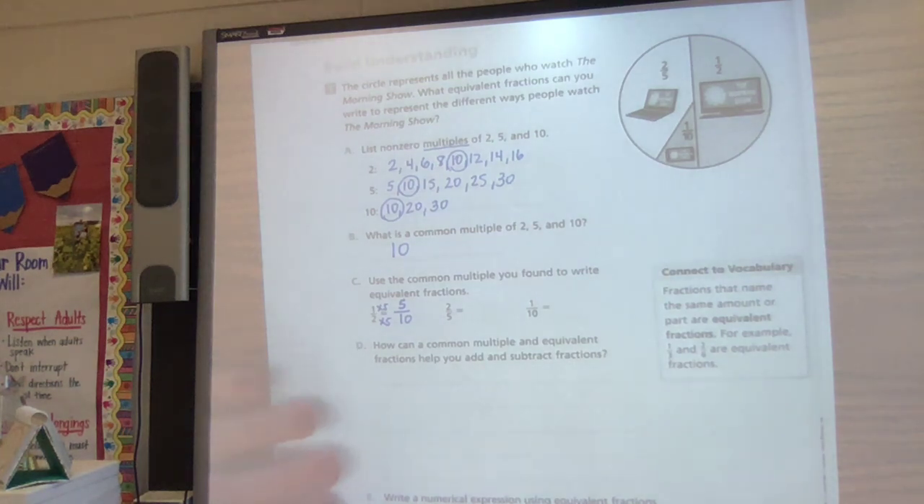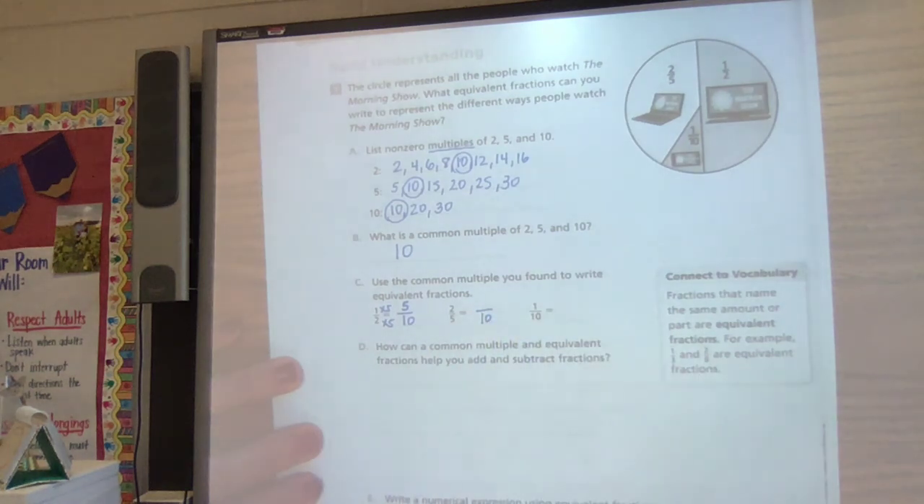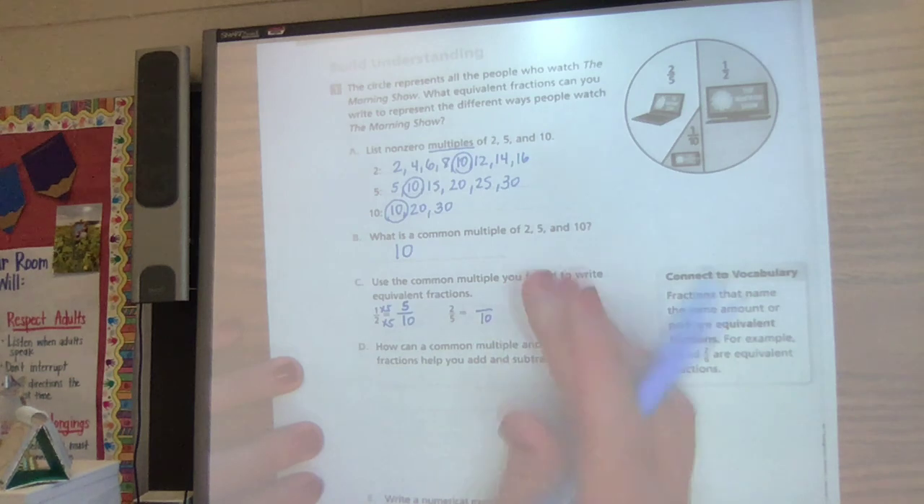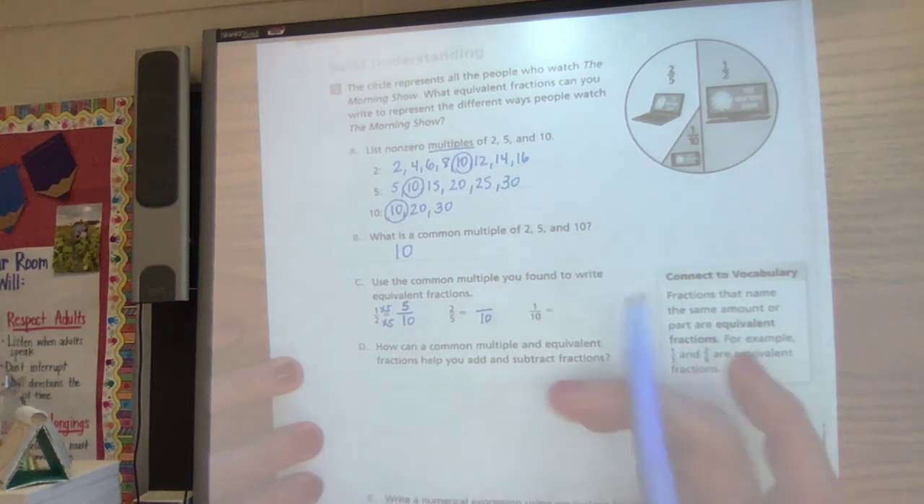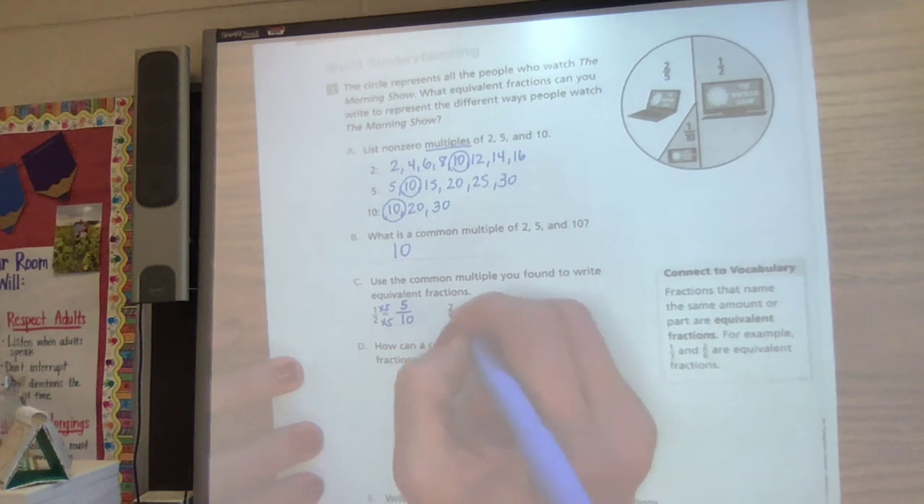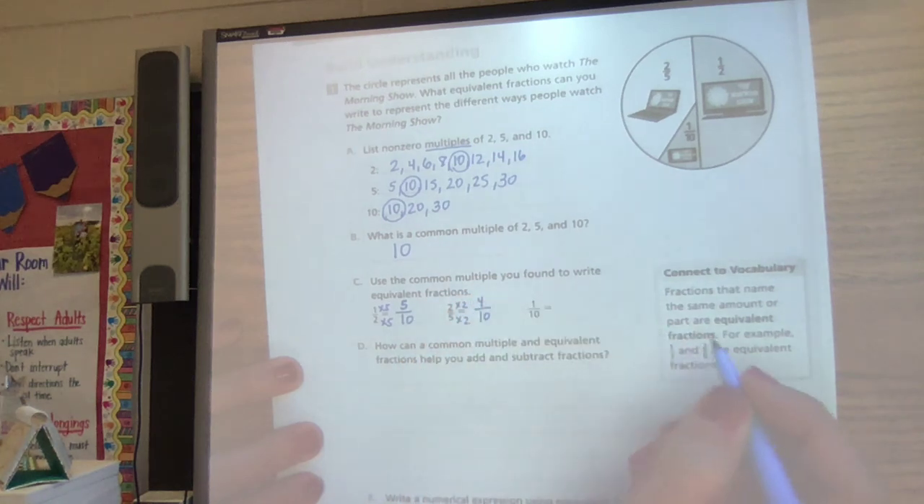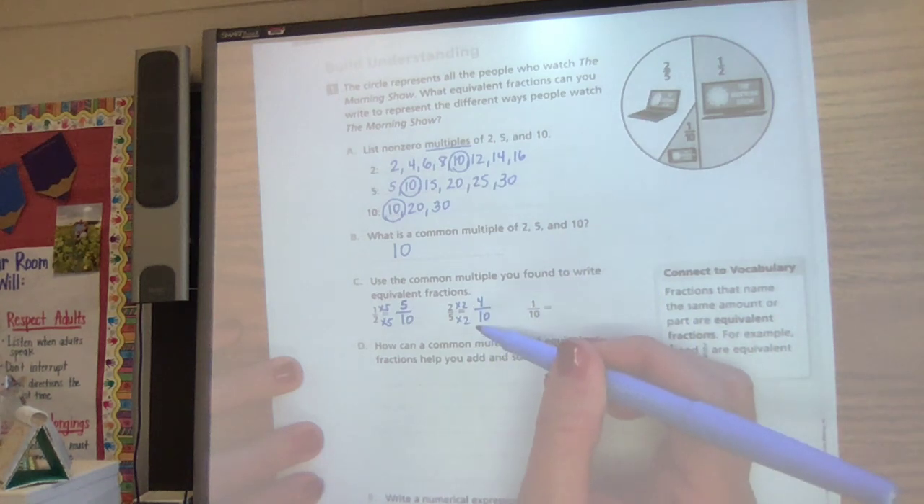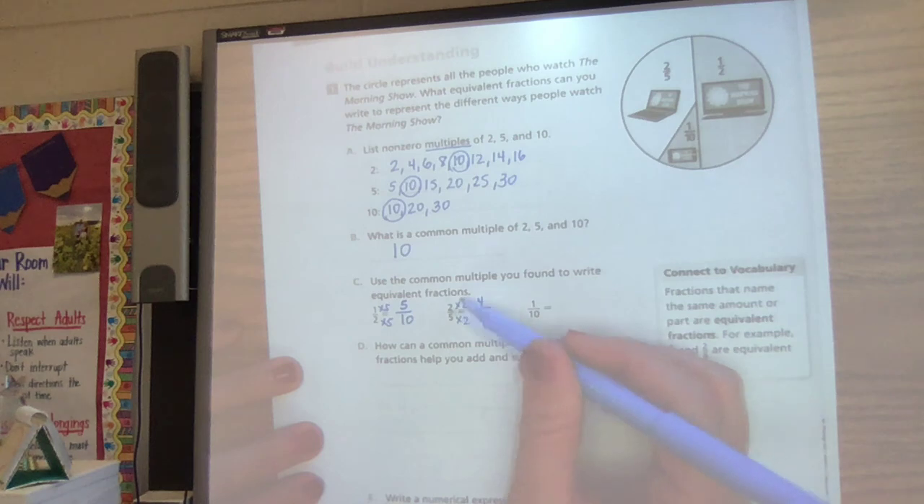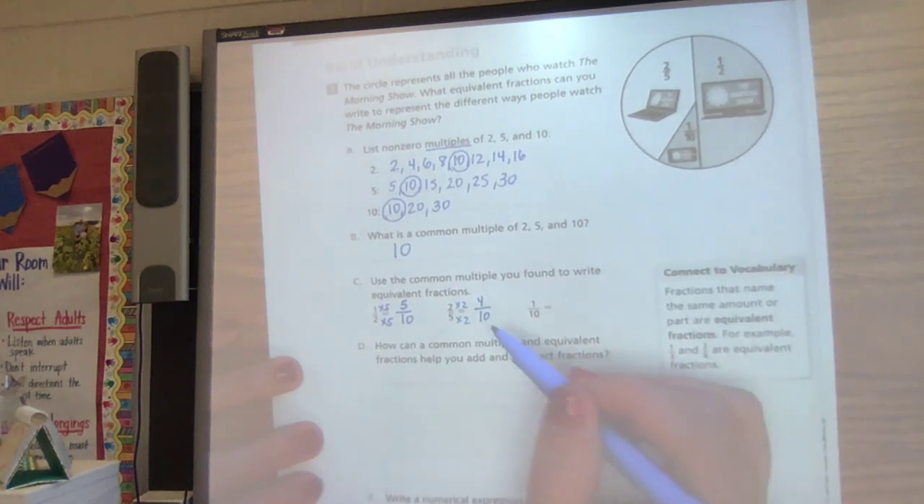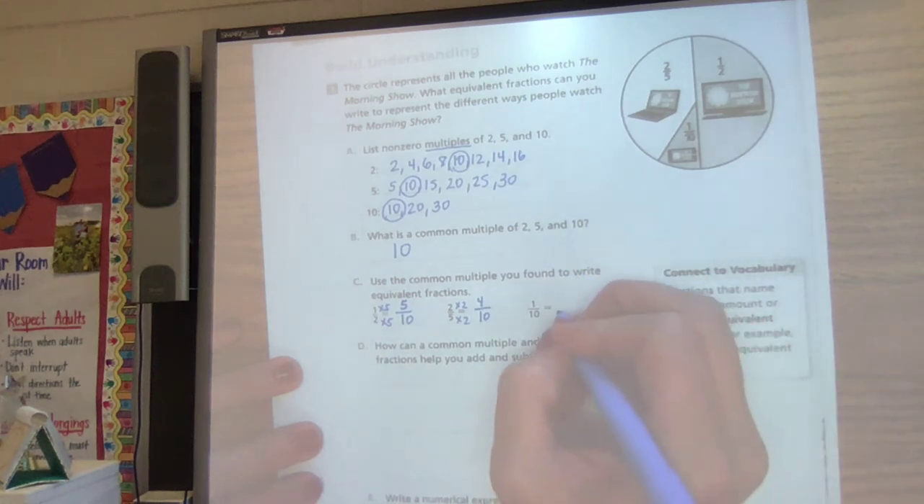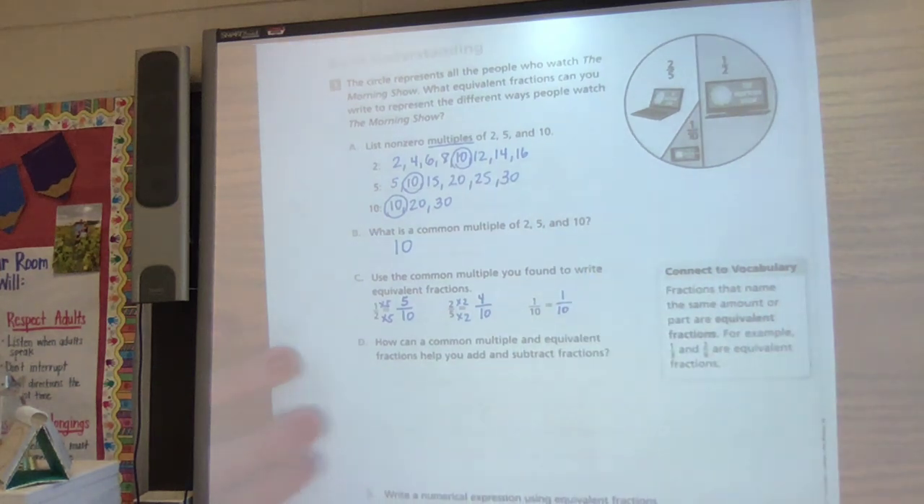Same thing for 2/5. We're choosing 10 as our denominator. How many tenths will it take to be equivalent to 2/5? 5 times 2 gives you 10, so 2 times 2 is 4. 4 tenths is equivalent to 2/5. Makes sense. You're cutting it into more pieces, so you're going to need more of the tenths. And then 1/10, well, we already decided to use 10, so we're going to keep it. That's the one we chose.